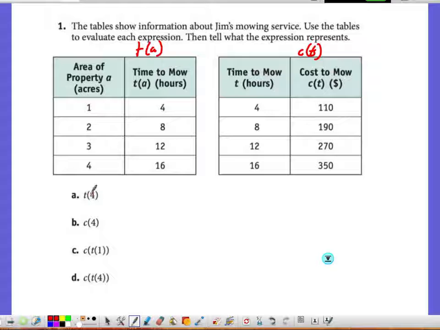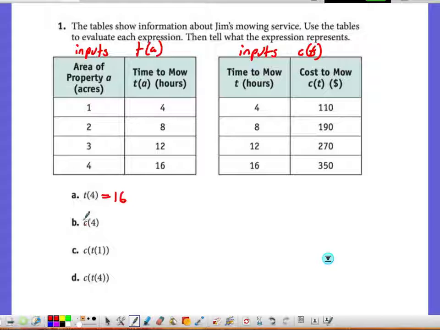So if I want to find t of 4, 4 is going to be my input, which means when I'm looking for my inputs, they are going to be on the left side of the table. And so 4 is right here, and that gives me that the answer is 16. So what I'm looking for is to tell what each expression represents. t of 4, what does this represent? Well, it represents 16 hours to mow 4 acres. That's basically what it is.